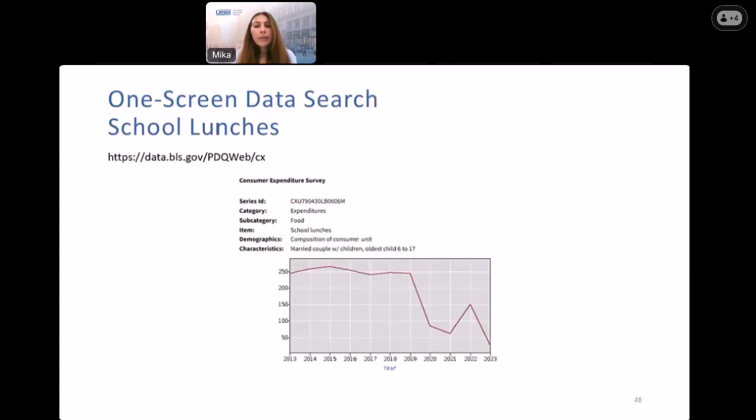However, that waiver expired in June 2022 in most states, which correlates with the decrease that we see in school lunch spending from 2022 to 2023. So it goes to show that all the data tools that we have available for CE are really great launching points, not only to do your research, but to get more research questions.